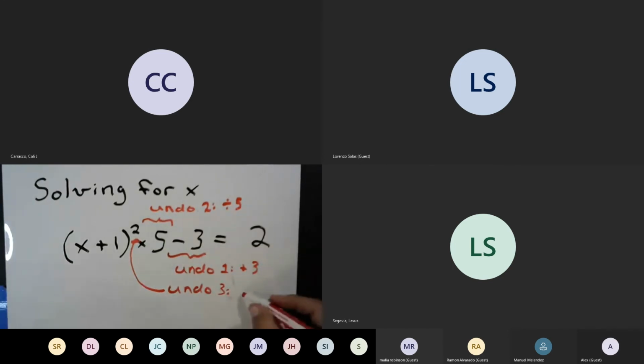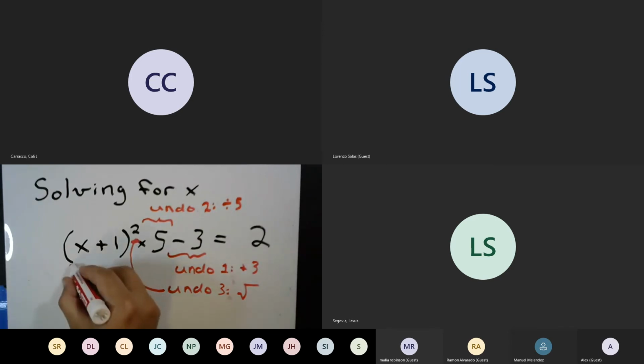To undo an exponent, we have to do what's called a square root. And we haven't talked about that yet, but we'll talk about that later. And then finally, our fourth undo. We finally get to undo what's in the parentheses. And we do that by subtracting 1.